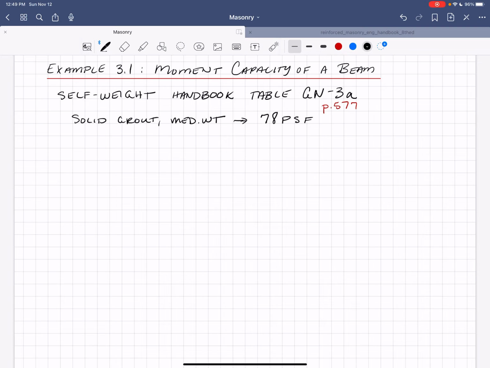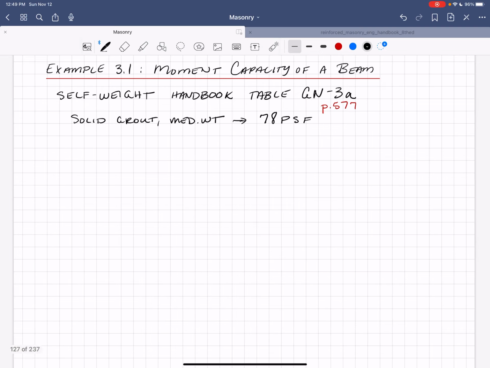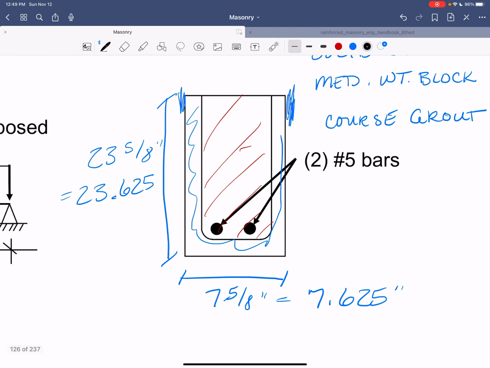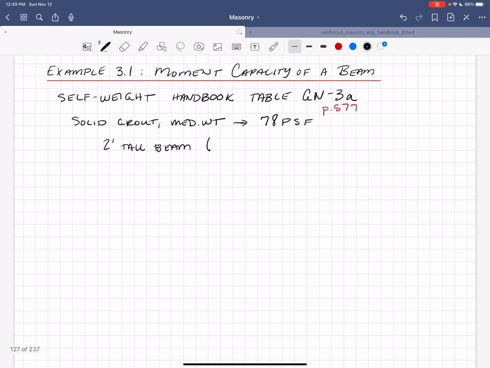So it's a 24 inch high, or 2 foot tall, beam. We know that it's actually 23 5/8, or 23.625. It is totally common practice to just use the 24 inches. So that's conservative, because that's the self-weight.